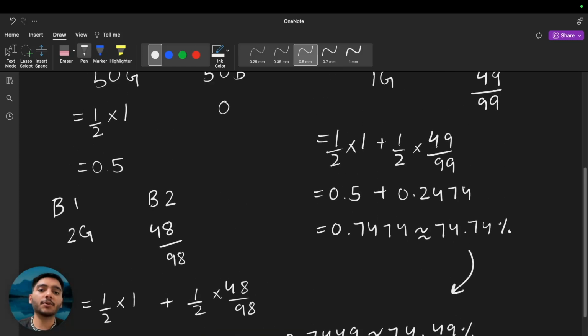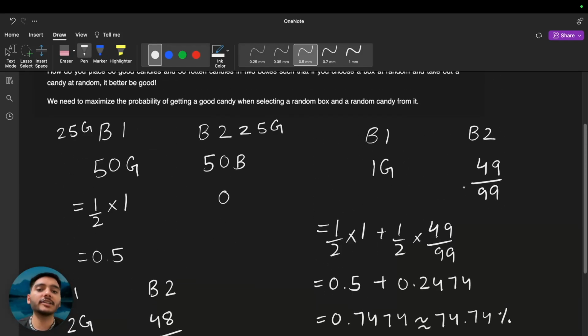So the maximum probability condition is this: box 1 has 1 good candy and box 2 has the 49 other good candies. Thank you.